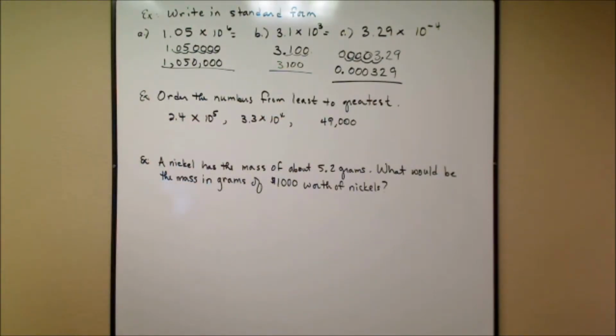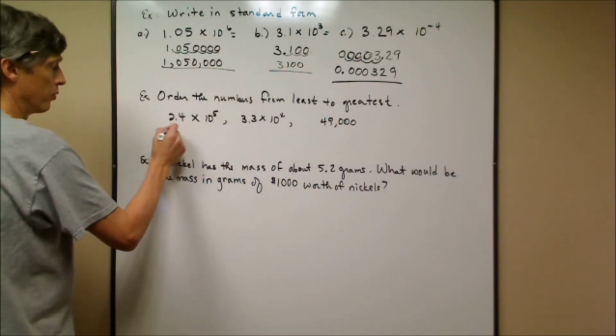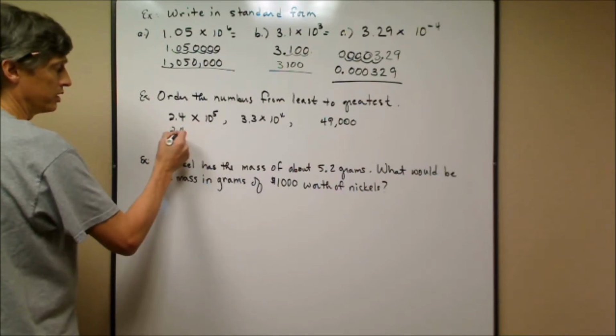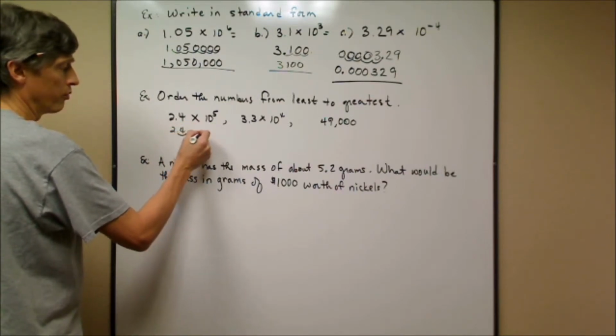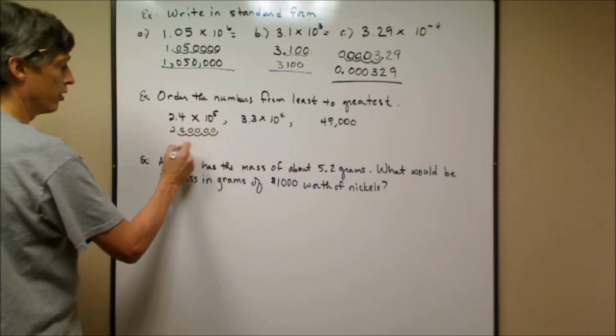2 of them are in scientific notation. 1 of them is in standard form. I'm going to put them in standard form. So just like I did up here, 2.4, 5 places to the right is positive. 1, 2, 3, 4, 5. I'm going to have to put some zeros in there, and I get 240,000.